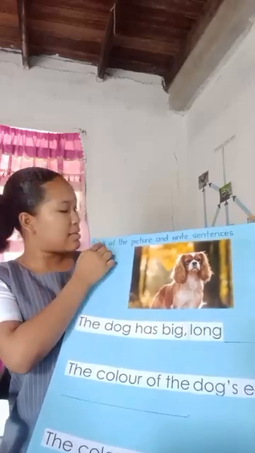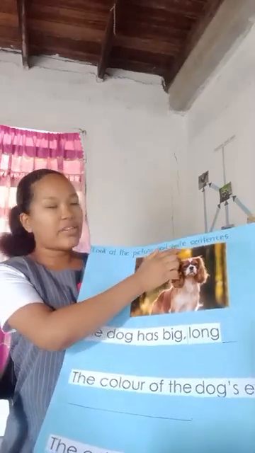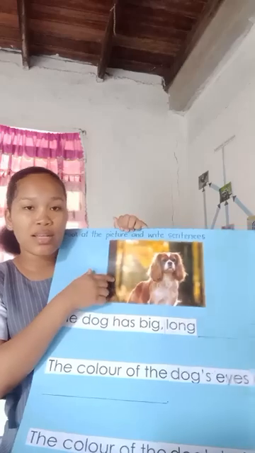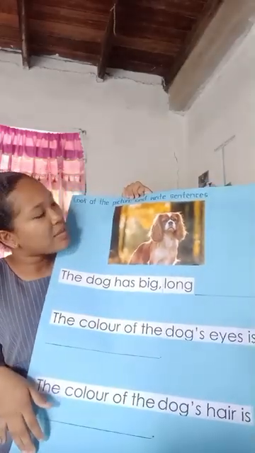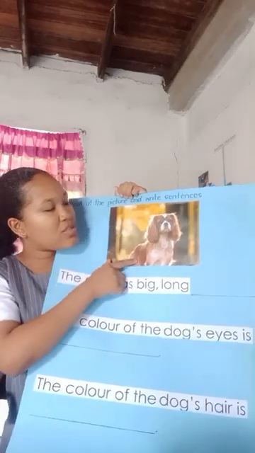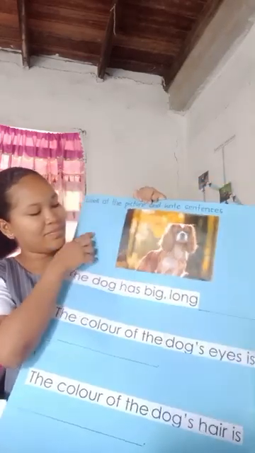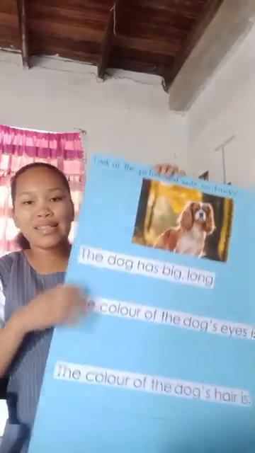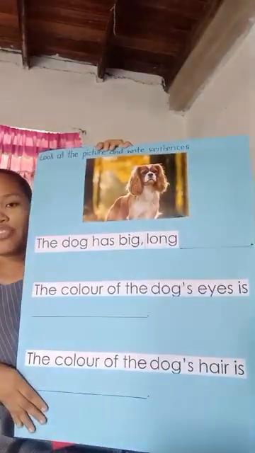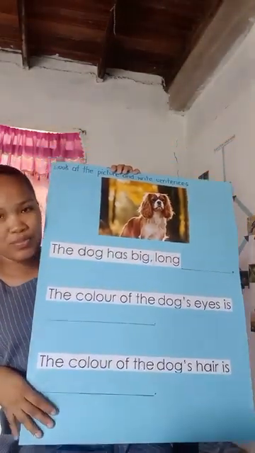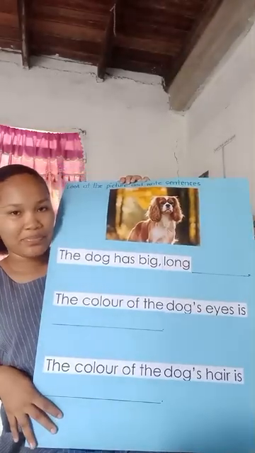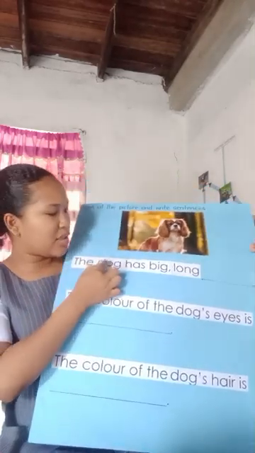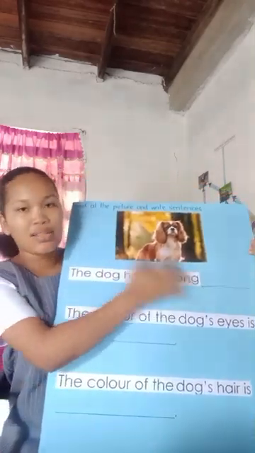Okay, it says look at the picture and write sentences. So pupils, I want you to look at this picture here. Let's talk about the picture. Tell me what you see in the picture. Okay, so here I have 3 sentences, and I'm going to read them for you, but we're going to do one at a time. The first one says, the dog has big, long something.